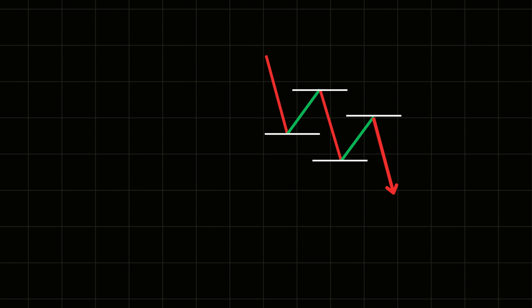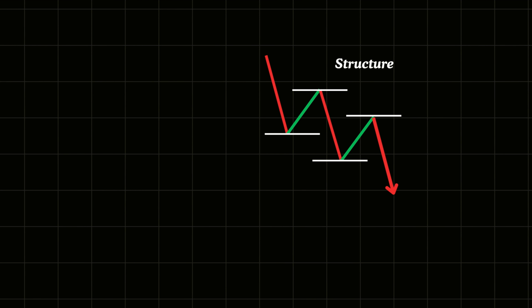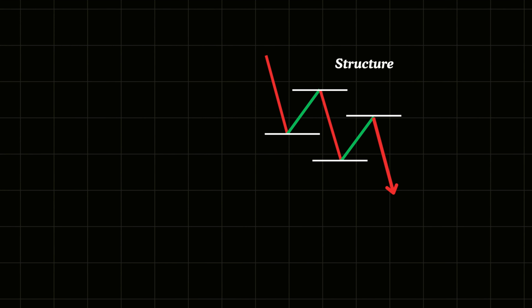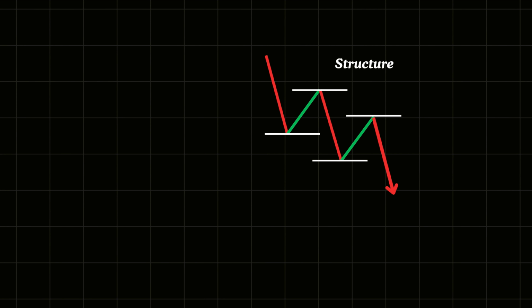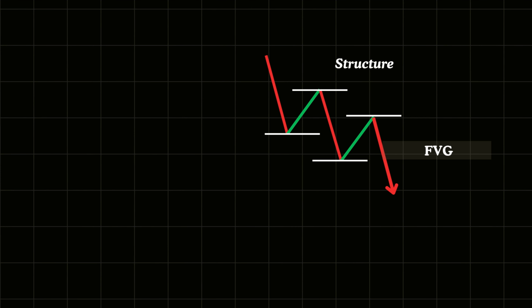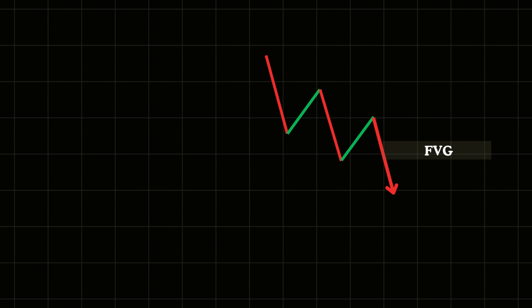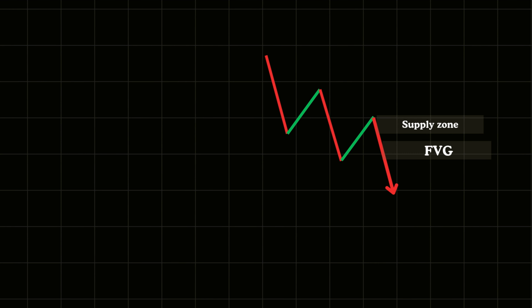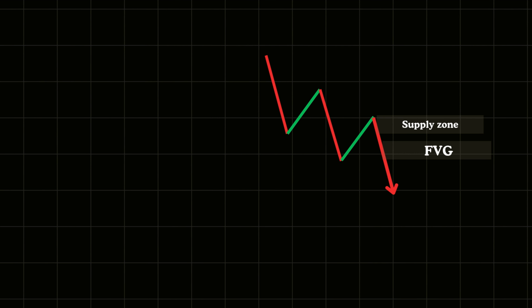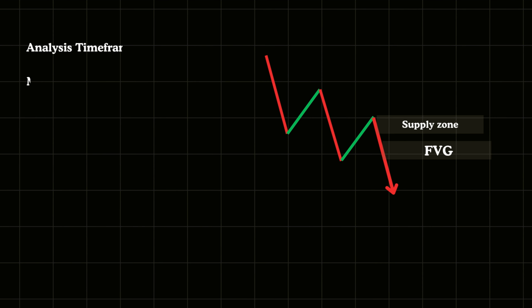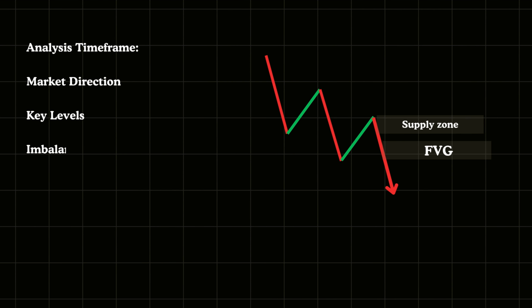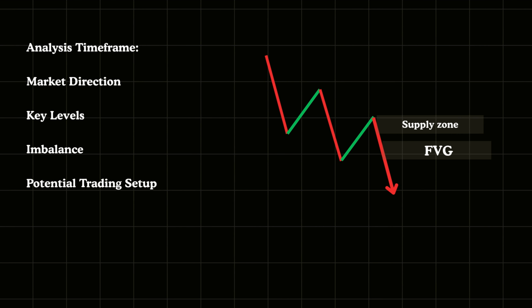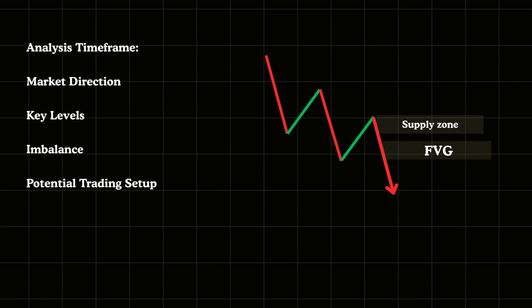Any reaction to a specific price point is considered part of the market structure. However, the strength of these moves is defined by the imbalance. For instance, if we spot a fair value gap within the recent impulsive move, this area could serve as a potential supply zone for a short trade, in line with the dominant downtrend. These concepts are essential when working within the analysis time frame. So far, we've identified the market direction, key levels, imbalances, and a potential short opportunity.